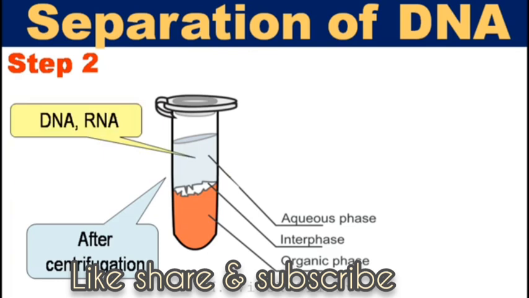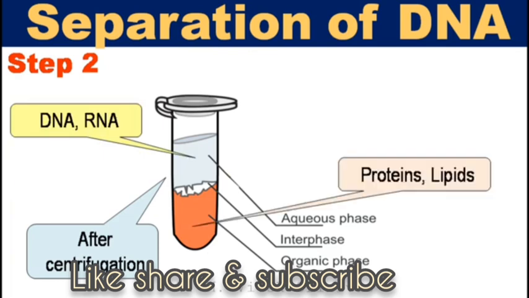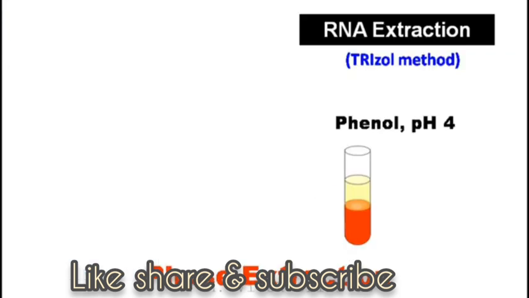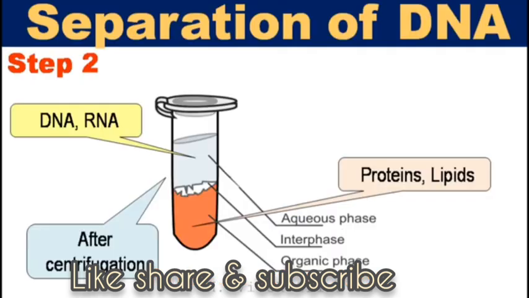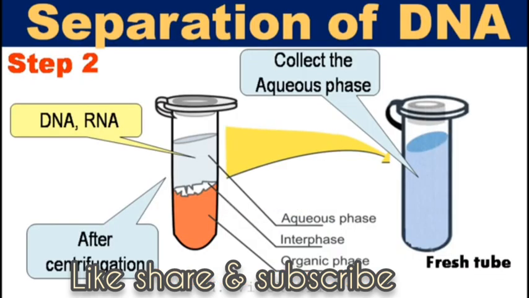Nucleic acids, that is DNA and RNA, stay in the aqueous phase. But the cellular proteins and lipids settle in the organic phase. In phenol-chloroform mixture, the pH is very important for phase separation of nucleic acid. For RNA separation, the pH is kept around 4, that is acidic pH, which retains the RNA in the aqueous phase preferentially. For DNA separation, the pH is usually 7 to 8, which retains all the nucleic acids, that is DNA and RNA, in the aqueous phase. Following phase separation, collect the aqueous phase, that is the supernatant, in a fresh tube.